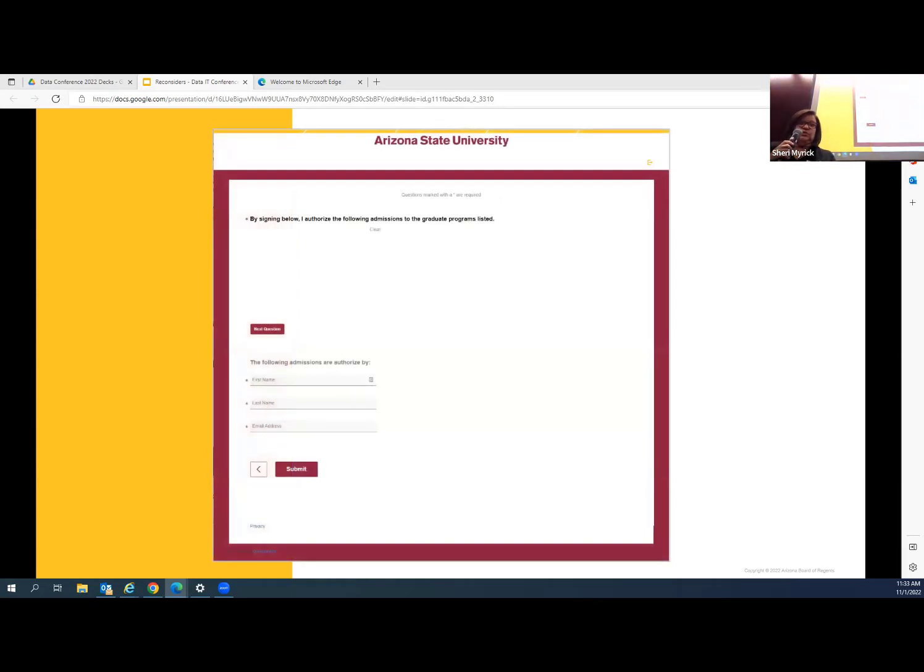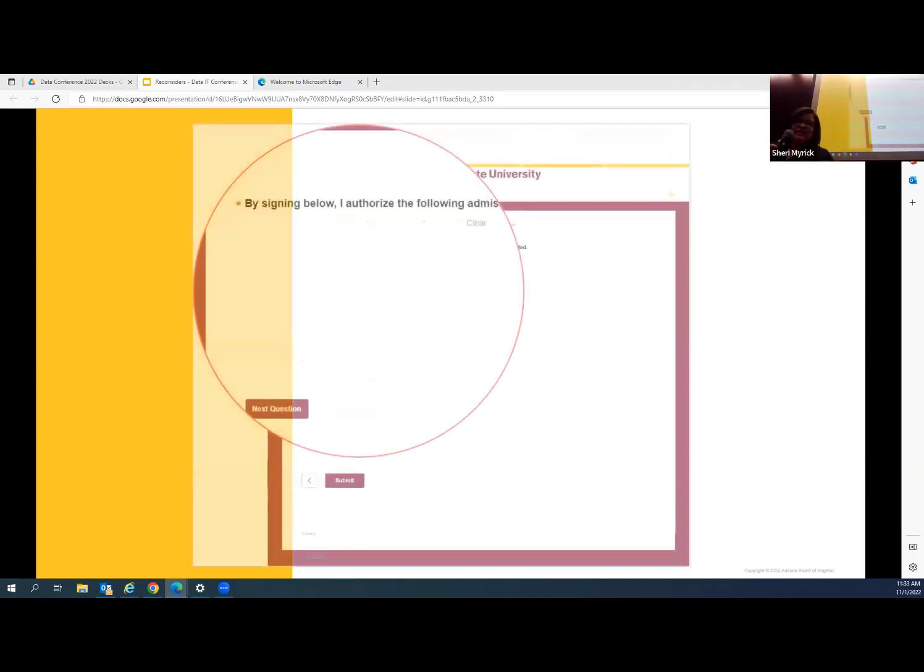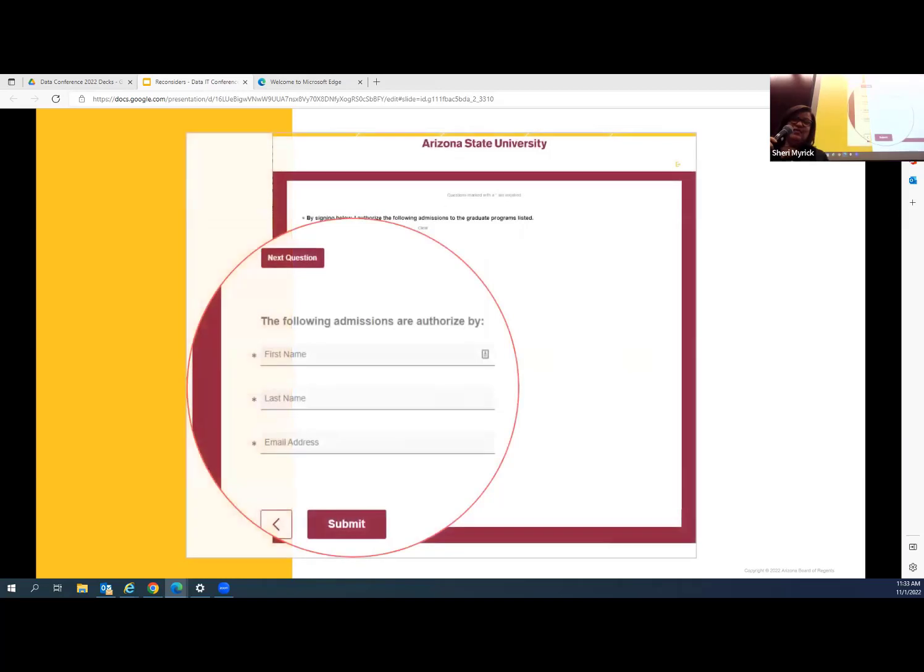And then here is a signature or request information box. There's a signature box that we're asking them to sign for that accountability piece, and then where they're putting in the information.